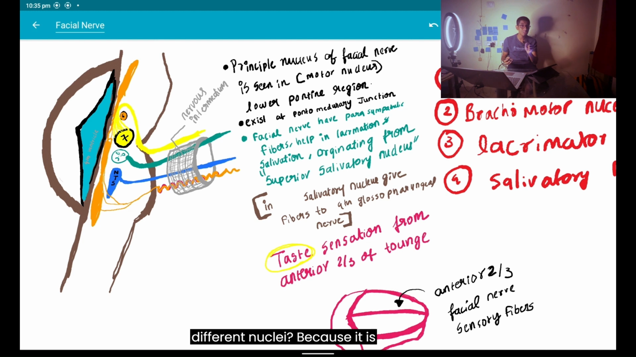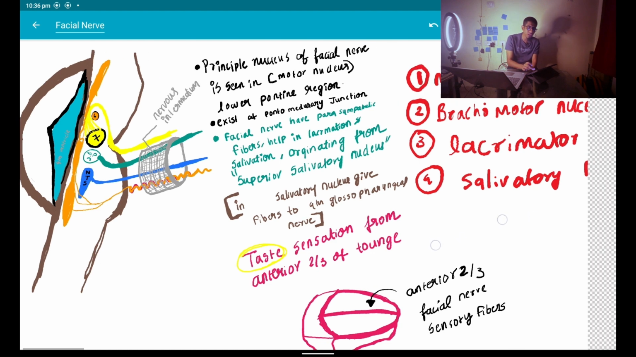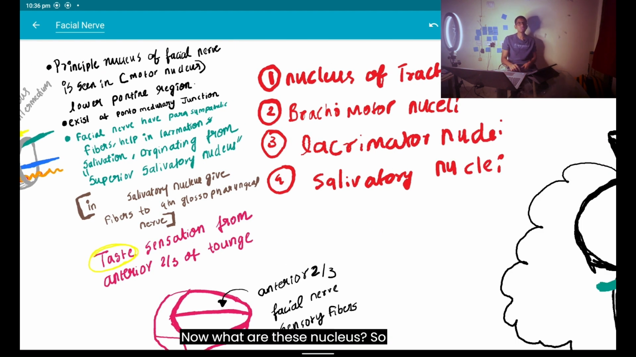Why different nuclei? Because one nucleus is related to motor function, one to autonomic function, and another to sensory function, right? Now what are these nuclei? First you understand the names, okay? Nucleus of tractus solitarius, branchiomotor nucleus, lacrimatory nucleus, and salivatory nucleus. Four nuclei in the pons related to the facial nerve.